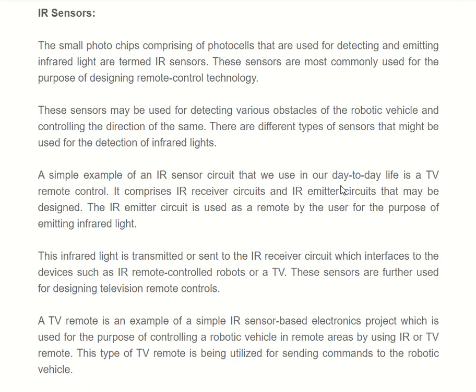Now this TV remote is a prime example of simple IR sensor based electronic projects which are used for the purpose of controlling a robot vehicle in a remote area using IRs or TV remote. And except that it is also used in the satellite technologies as well, if you are aware of it. And this type of remotes are being utilized for sending commands to the robotic vehicles as well.